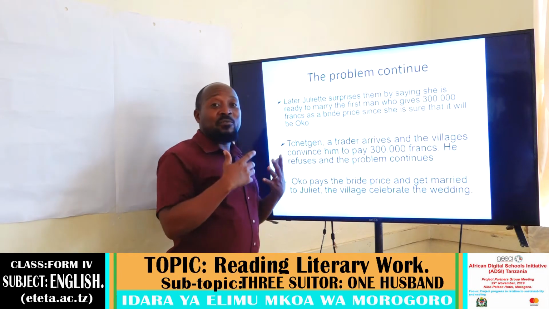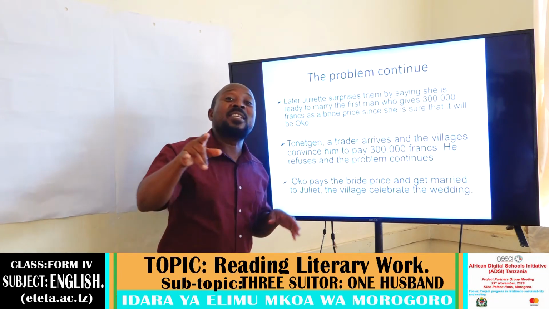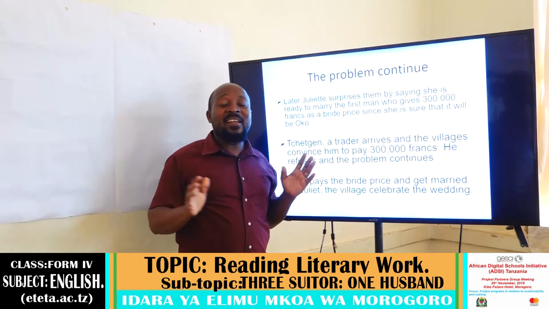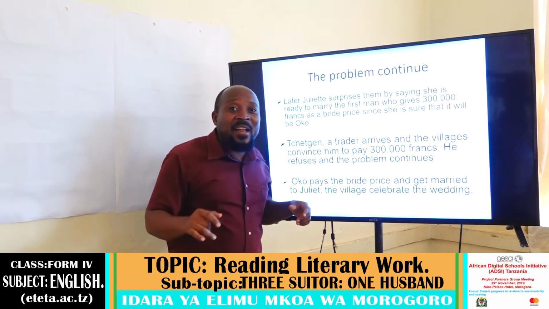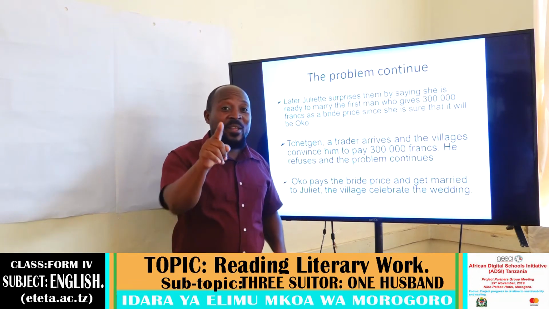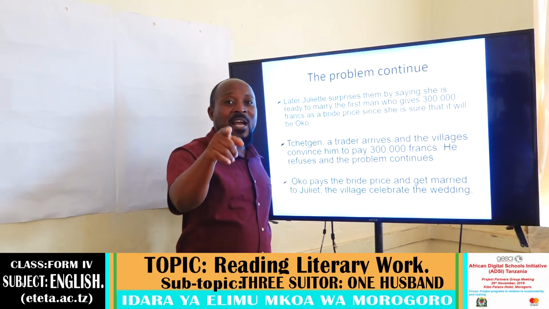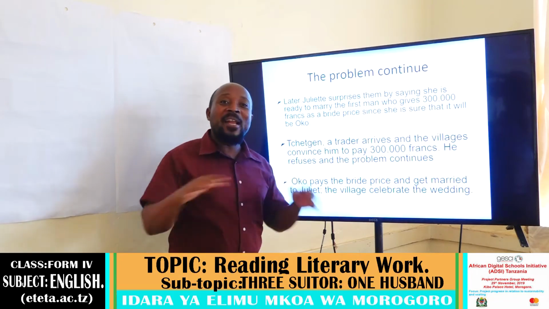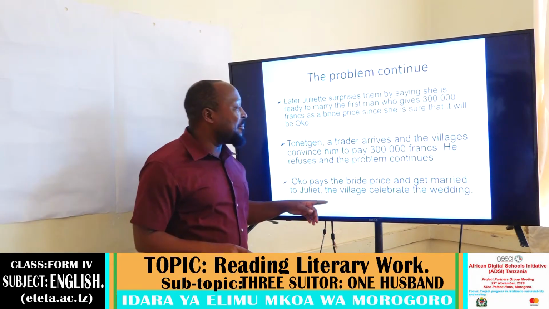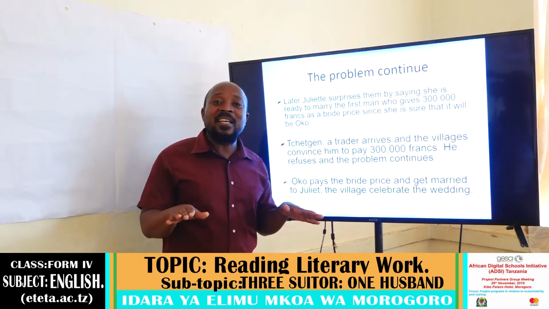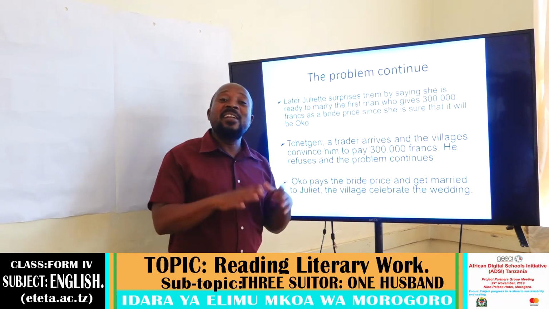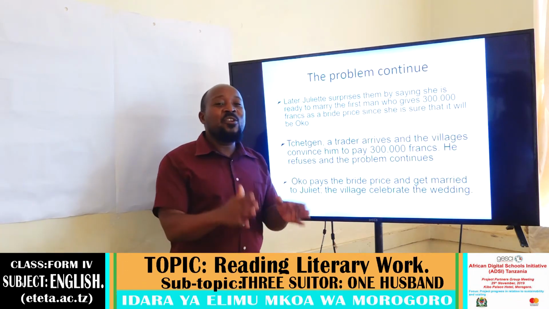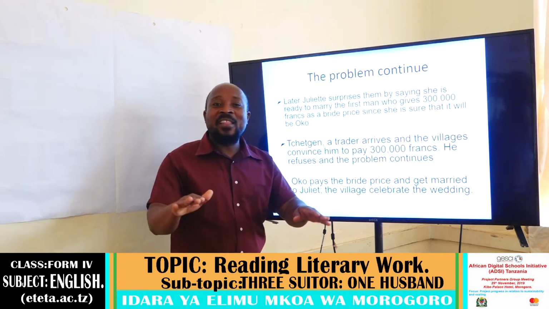And they are in the middle of discussion with Chegeni. There comes a music band, singing, praising this young man, Oko, who comes in with 300,000 francs to pay the bride price. And of course, after that, the marriage is set. The wedding is celebrated in Atangana's compound. And now it is Juliet and Oko as husband and wife, and everything ends there.